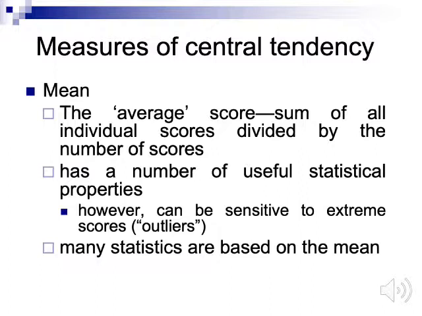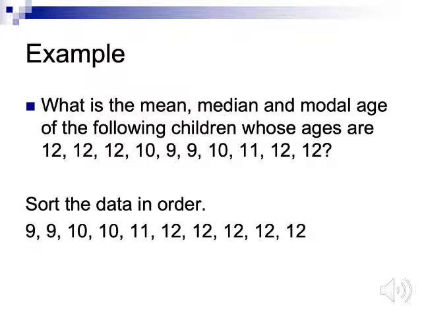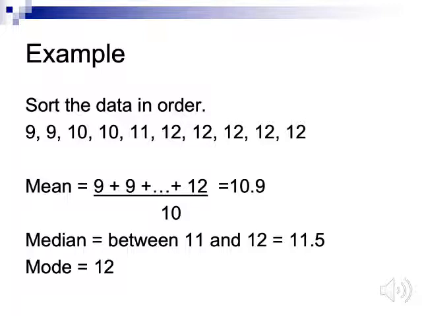Then the mean, median, and mode, if you're going to have this example. The first thing is you sort the data in order, of course. Sort them, so the lowest is 9, highest is 12. If you're asked for the mean, you add all of these and divide by 10. So the mean is 10.9.